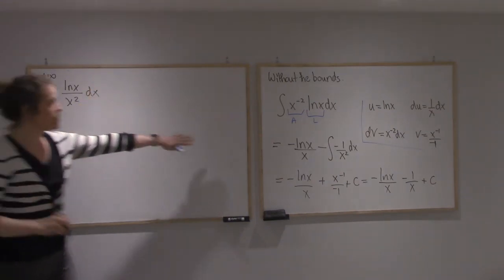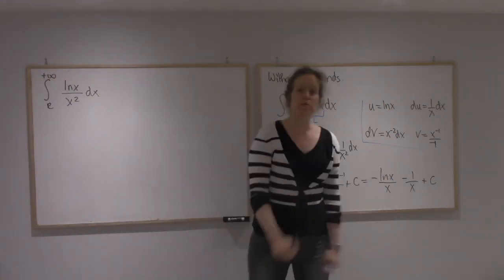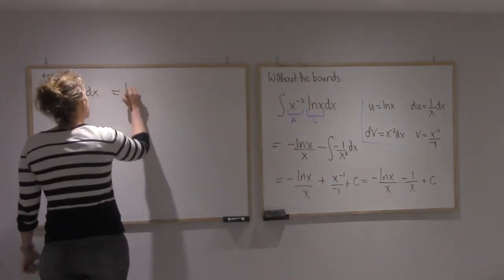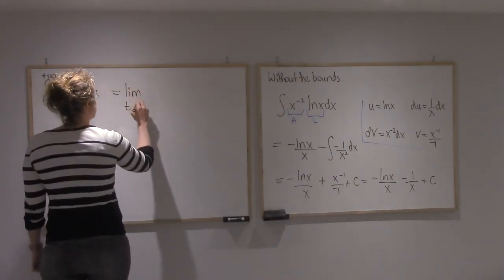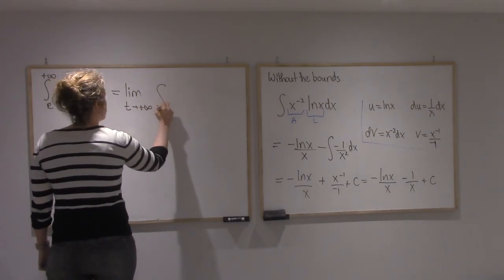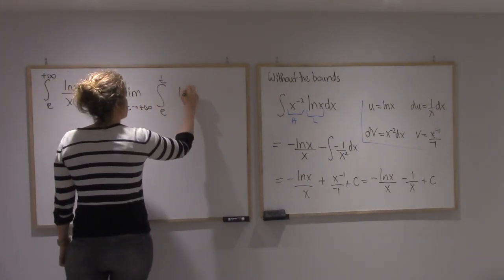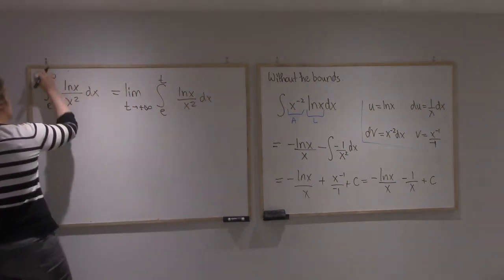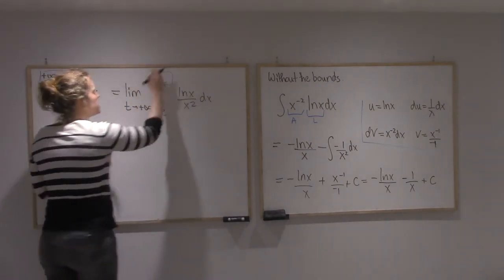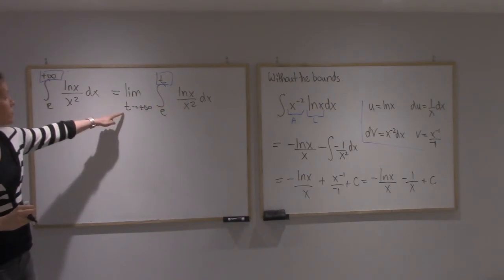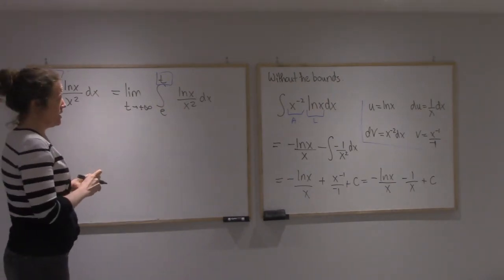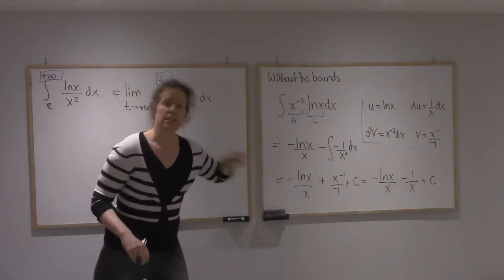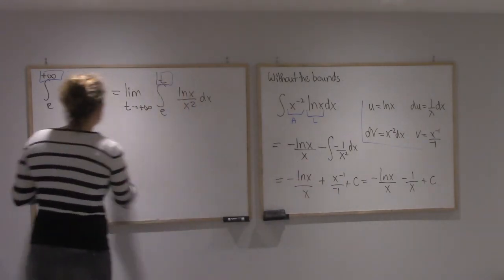Alright, before I can use the formula I found on this board, I'm going to have to first rewrite it as a limit. So I'm going to get the limit as t goes to positive infinity, integral from e to t, log of x over x squared dx. So I've replaced this infinity here with the t, and I sent t to infinity using a limit. Now for this part, I'm going to use FTC. I have the antiderivative over there.